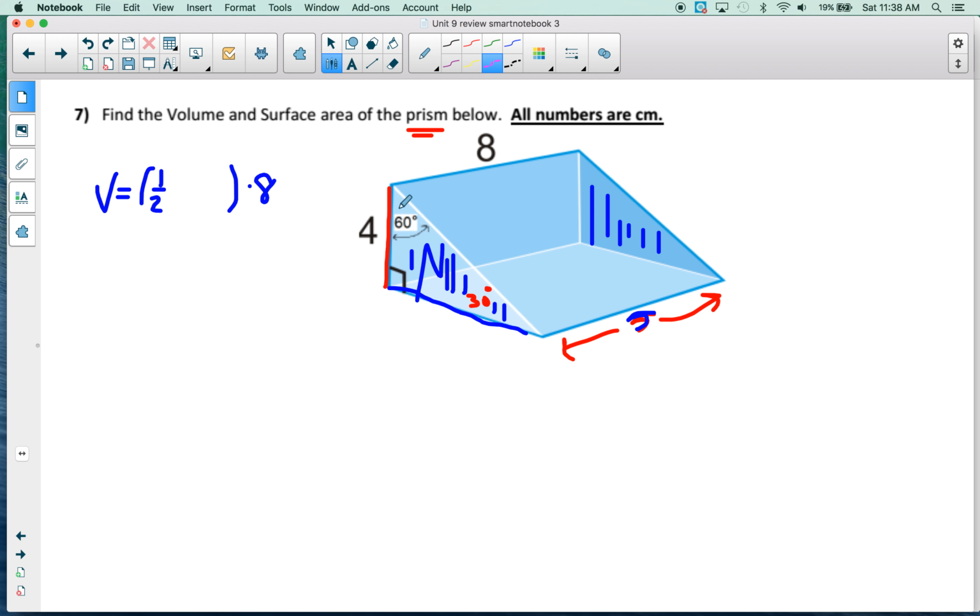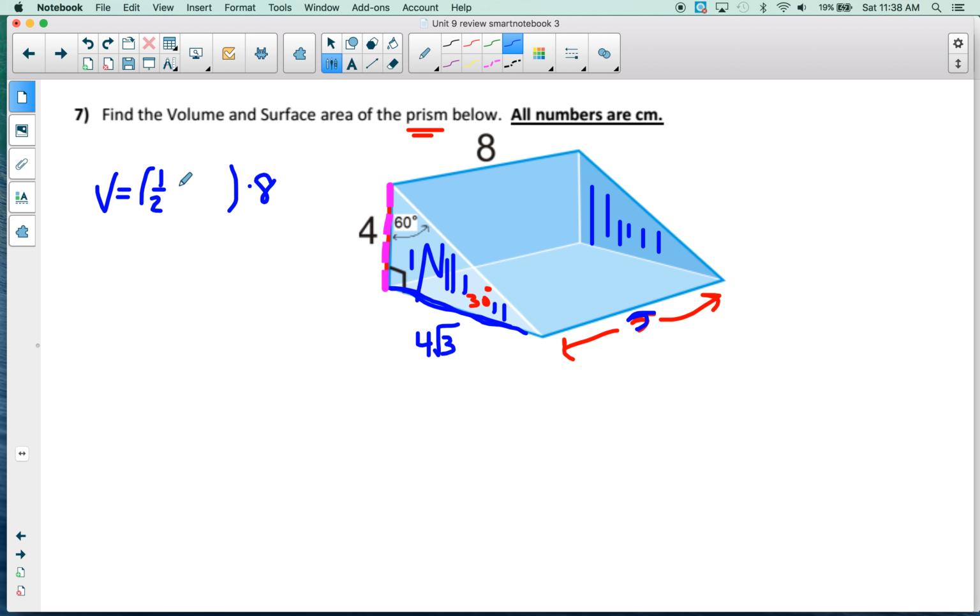Now, I didn't write what this leg is, but it's a 30-60-90 triangle. This is the short leg. It's right across from the 30 here. So the blue one is the long leg across from the 60. And you should know this by heart by now. The long leg is radical 3 times longer than the short leg, so 4 radical 3.